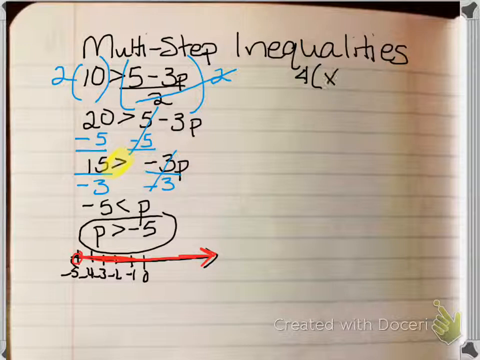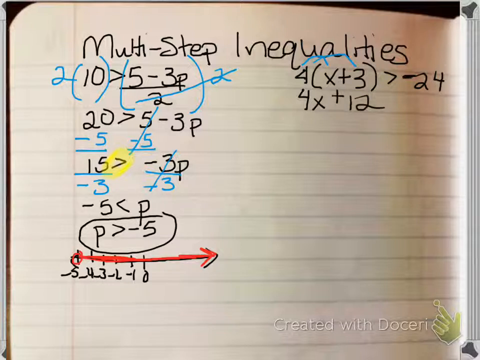We've got 4 times x plus 3 is greater than a -24. So on this one, we're going to start by doing our distributive property. We've got 4 times x, which is 4x, and then 4 times 3 will give me 12, greater than a -24. That did not change in any way. Now we need to move our 12 over to the right side, which I'm going to do by subtracting 12 from both sides.